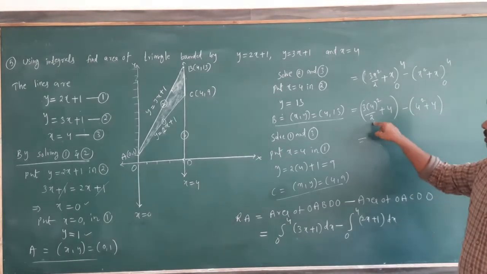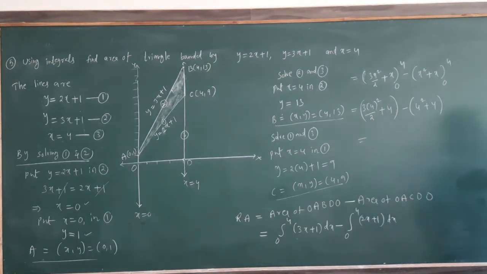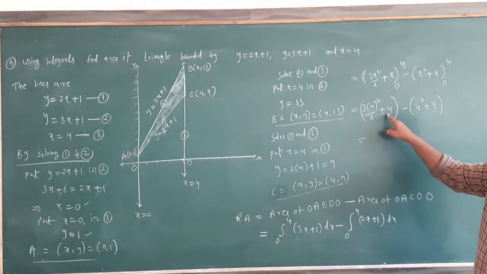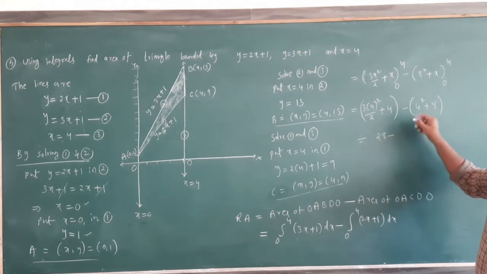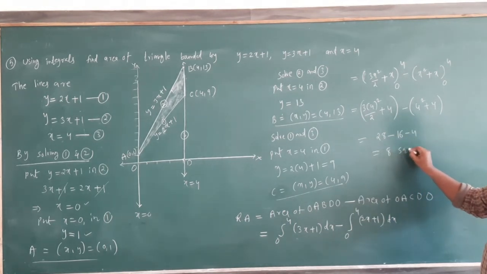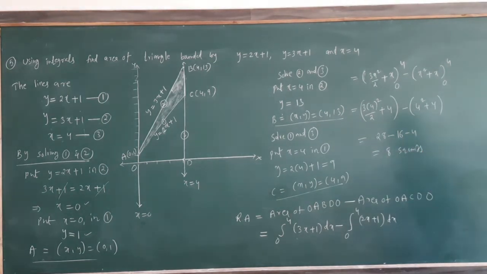Now 4 square means 16. Okay, by adding 8 it will be 24. 24 plus 4 is 28, minus 16, minus 4. The answer is 8 square units.